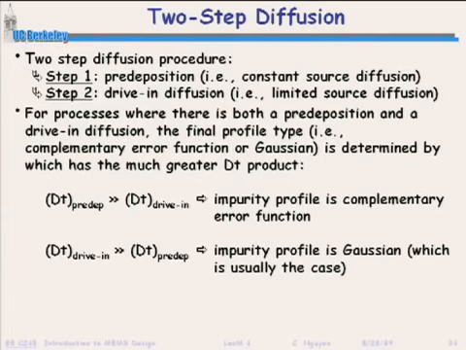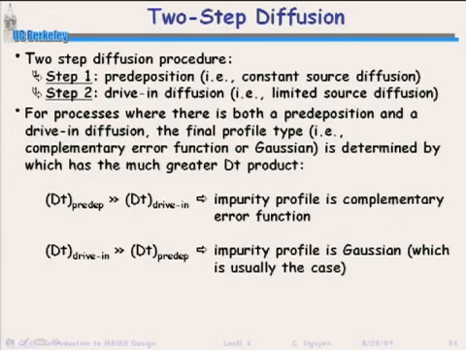In other words, if the Dt of the pre-deposition was greater than the Dt of the drive-in, then just assume that the profile of your dopants is complementary error function. Vice versa, if the drive-in was more than the pre-deposition, assume the impurity profile is Gaussian. This is usually going to be the case, because usually what you do is you do a short step to introduce dopants in, and then you drive it in for a long time to get it to a certain depth.